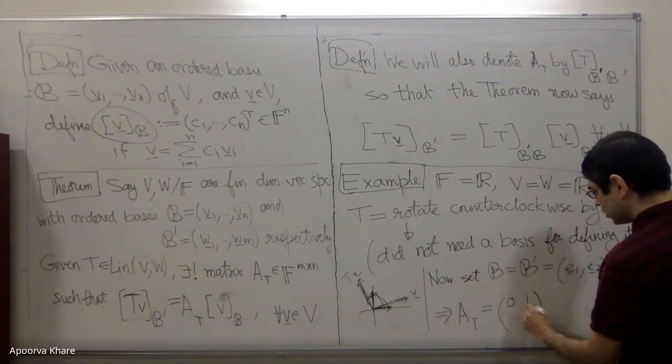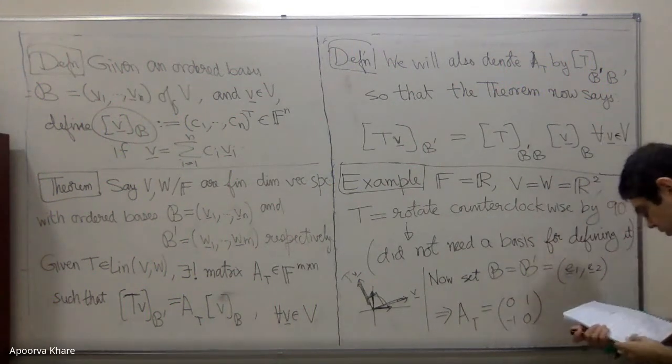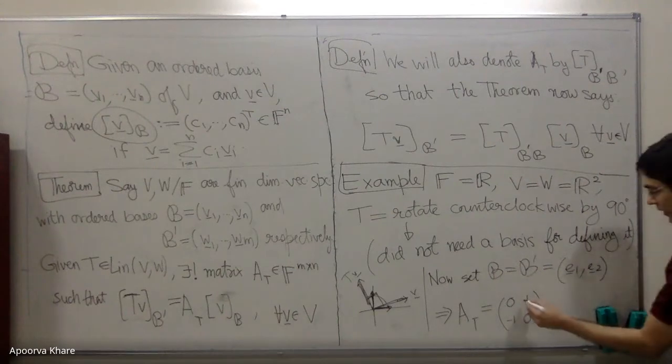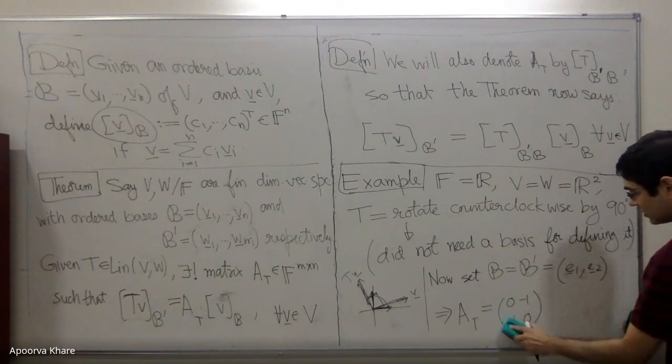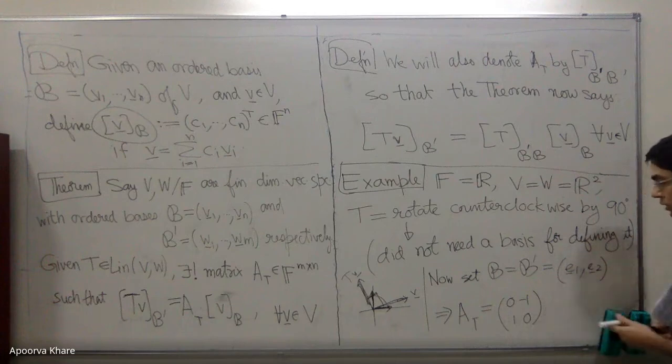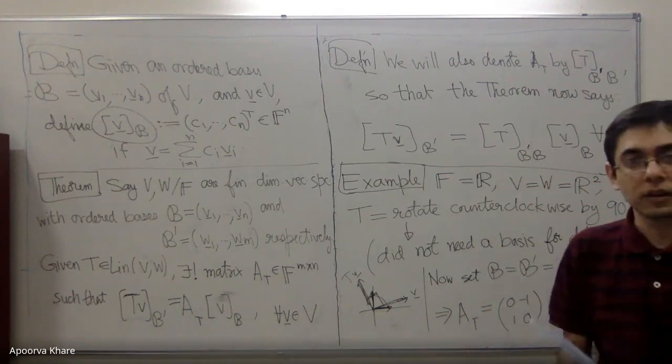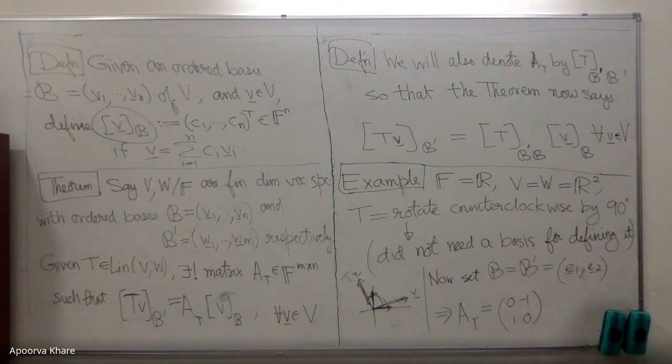I think this should be 0, 1 and minus 1, 0 if I'm not wrong. Apparently the other way around: 0, minus 1, 1, 0. How do you check whether it was the previous matrix or this one? Well, let's multiply it out. So let's check.